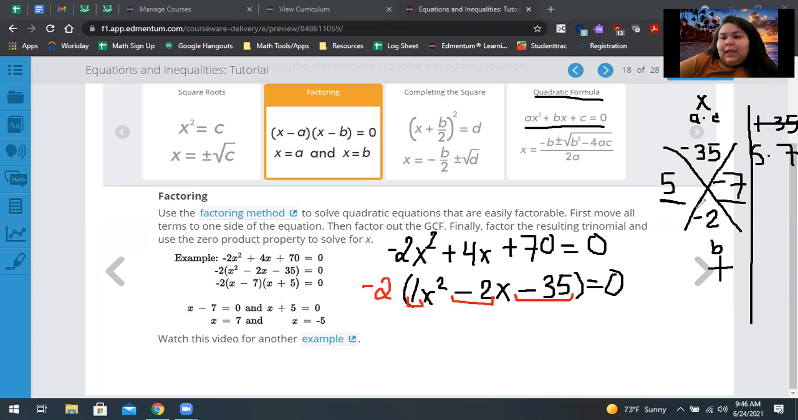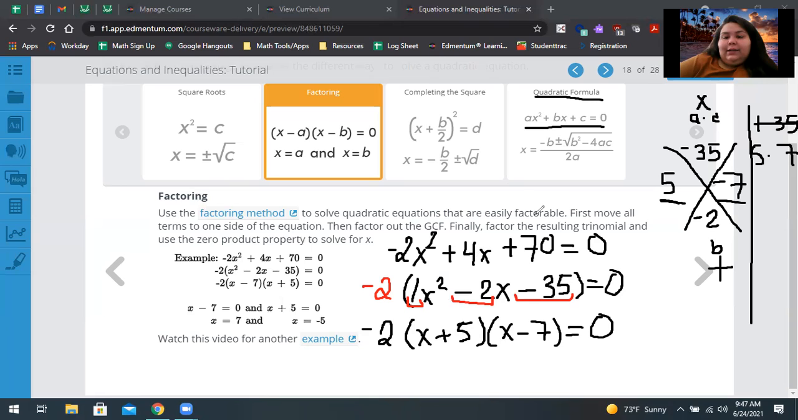Let's try it with the 7. 5 times -7 is -35. True. 5 minus 7 is -2. So that is true. So inside the parentheses, I'm going to use these values to rewrite what I have. My -2 still stays on the outside. Right here I have a +5, so that is my x plus 5. And then I have a -7, so that is going to be x minus 7. So the inside of the parentheses got changed to x plus 5 times x minus 7. This is still equal to 0.